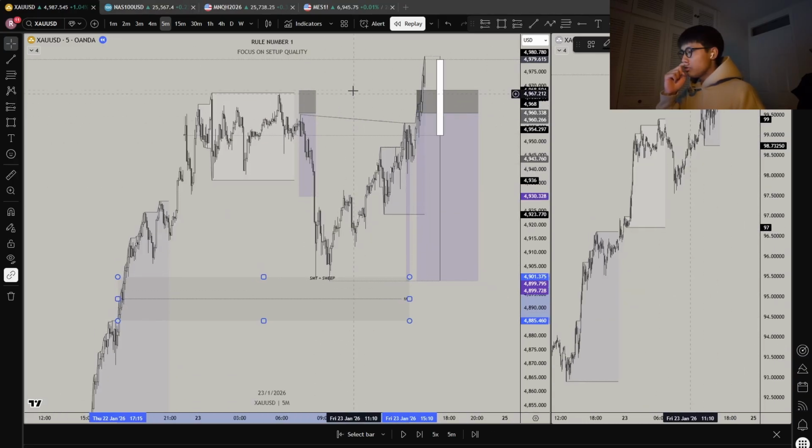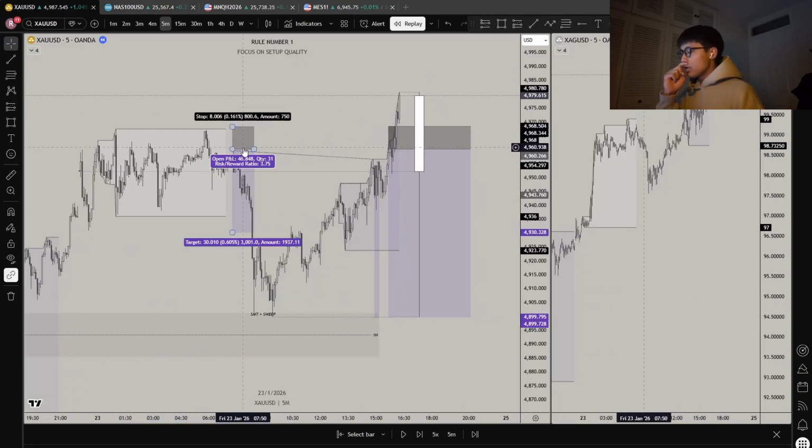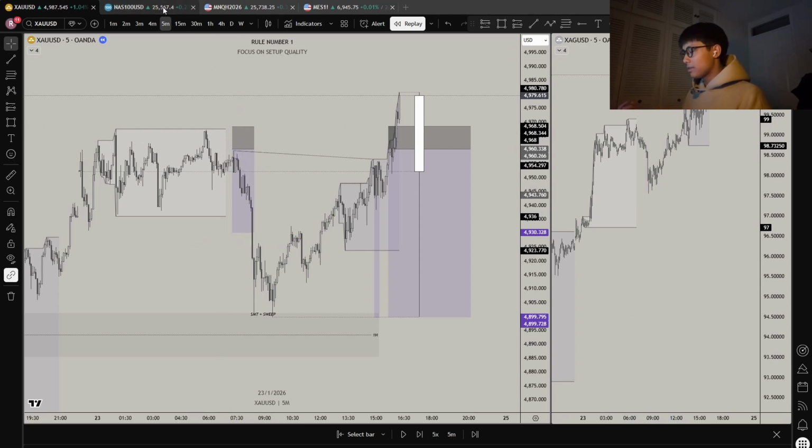But in conclusion, as I said before, I didn't take any trades on gold. I took trades on NQ, and on NQ I took 3 trades and they hit 3 out of 3.